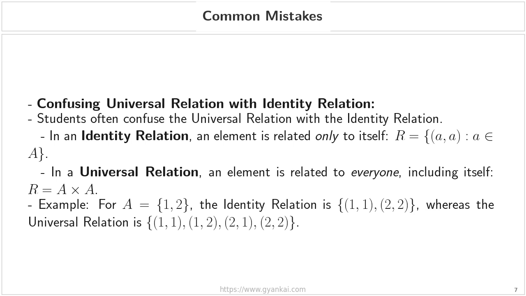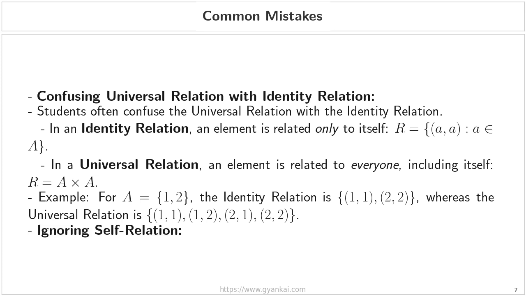To illustrate this difference, let us consider a set containing the elements 1 and 2. The identity relation would only include the pairs (1,1) and (2,2). However, the universal relation is much larger, containing all possible combinations: (1,1), (1,2), (2,1), and (2,2).